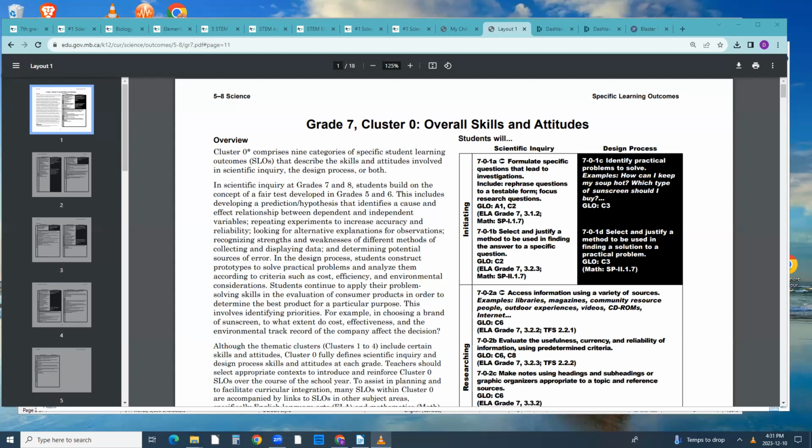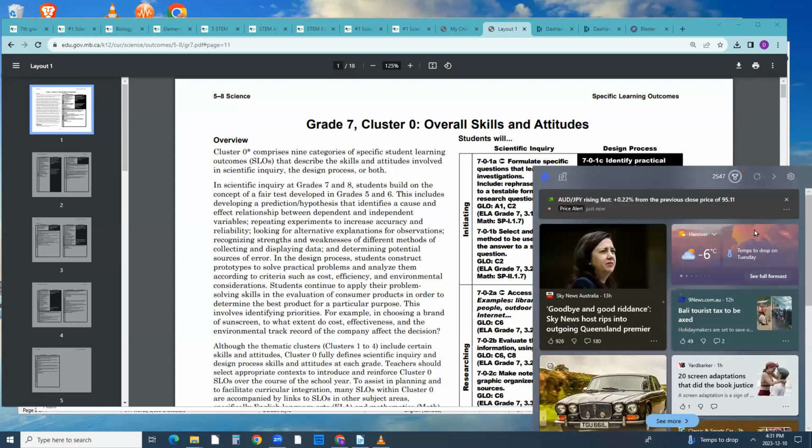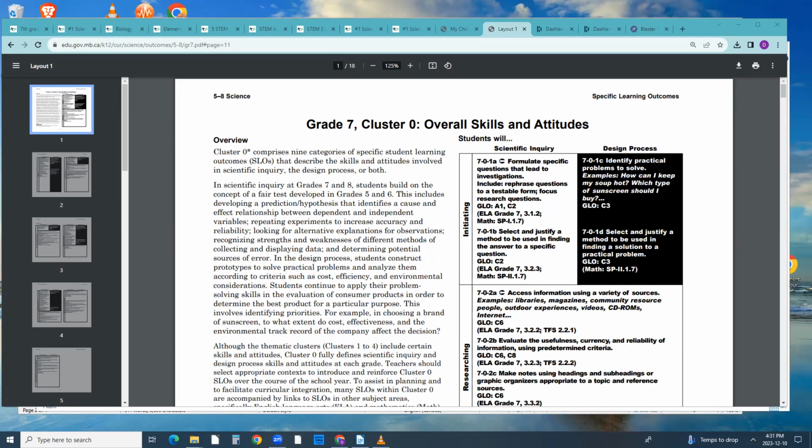Cluster 0 comprises 9 categories of specific student learning outcomes, SLOs, that describe the skills and attitudes involved in scientific inquiry, the design process, or both. In scientific inquiry at grades 7 and 8, students build on the concept of a fair test developed in grades 5 and 6. This includes developing a prediction/hypothesis that identifies a cause and effect relationship between dependent and independent variables, repeating experiments to increase accuracy and reliability, looking for alternative explanations for observations, recognizing strengths and weaknesses of different methods of collecting and displaying data, and determining potential sources of error.